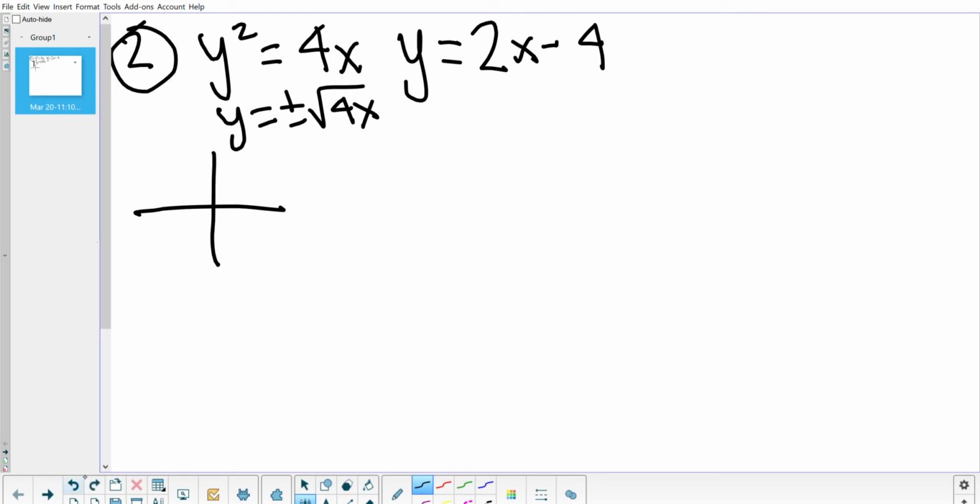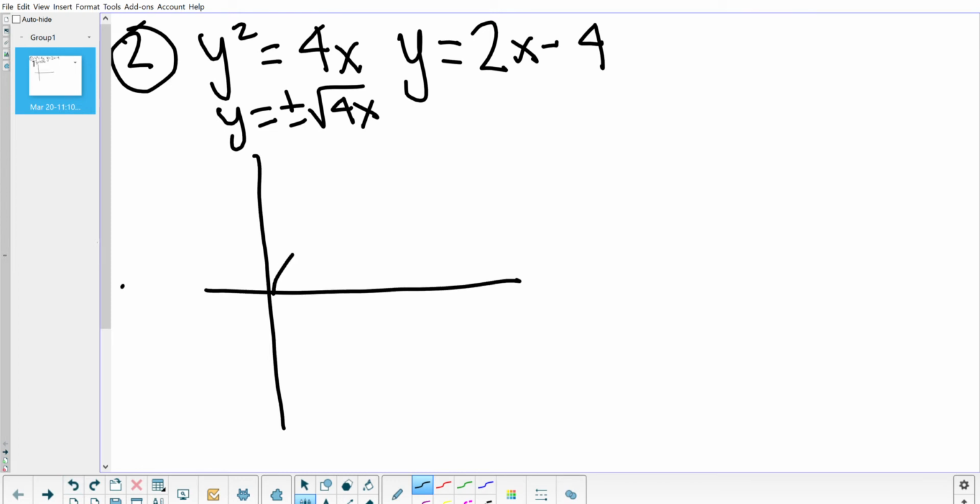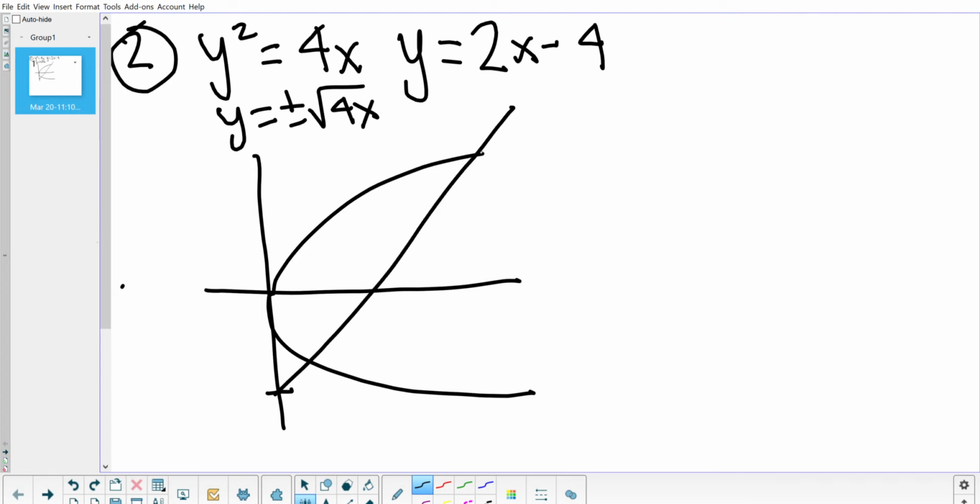Actually, maybe I want this to be a little bit bigger. It is a sideways parabola looking something like this. Okay, and then 2x minus 4 intercept down here, and then slope of 2 looks something like this. So the area we are finding is this region in here. Okay, so in order to find this area, we need to find these two intersections right there and there.